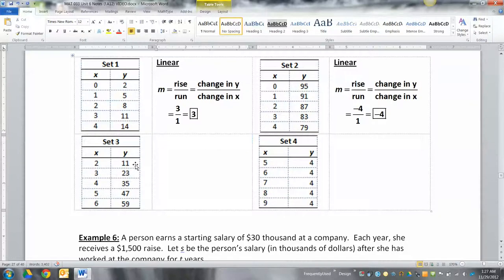Let's see. 11 to 23, that's a difference of 12, right? If you add 12, you'll get 23. Now let's take 23 plus 12, and that indeed is 35. So that's looking good. Now take 35 plus 12. Yep, that's 47. And 47 plus 12, it's 59. Okay, so this is another linear one. I don't know if we ever did any nonlinear ones in this one, but it's linear as well because it's consistent. You want to look for that consistency.